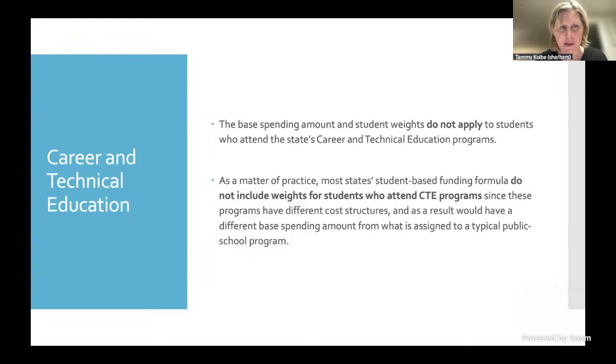My understanding is that may be a policy proposal that's under consideration. And the reason they don't do that is because the base is different, right? The base cost would be different. So if you have a different base spending amount, or the base cost per student is different in a public school versus a CTE program, then the weights would be different, right? Because the cost adjustments would be different.